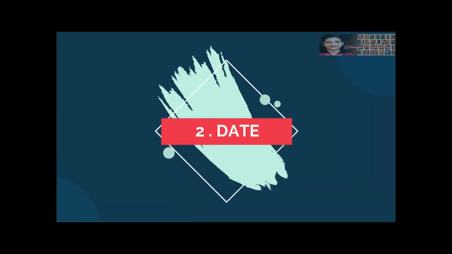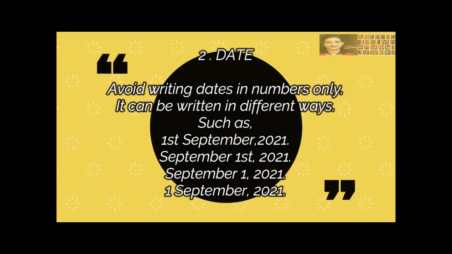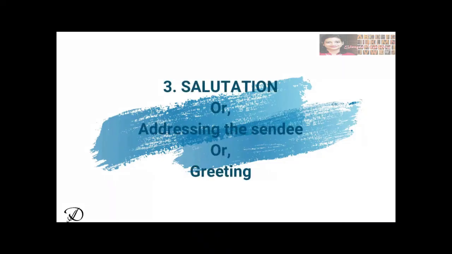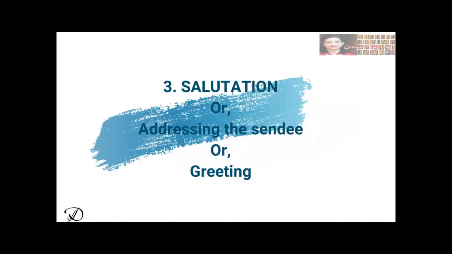Second point is date. Dates are written just below the address in letters. Avoid writing dates in numbers only. Write the name of the month in words. It can be written in different ways. Number 3, salutation or addressing the sendee, or you can call it greeting. Salutation is written on left hand top corner below the line in which the date is written. Always put a comma after salutation and leave an empty line.